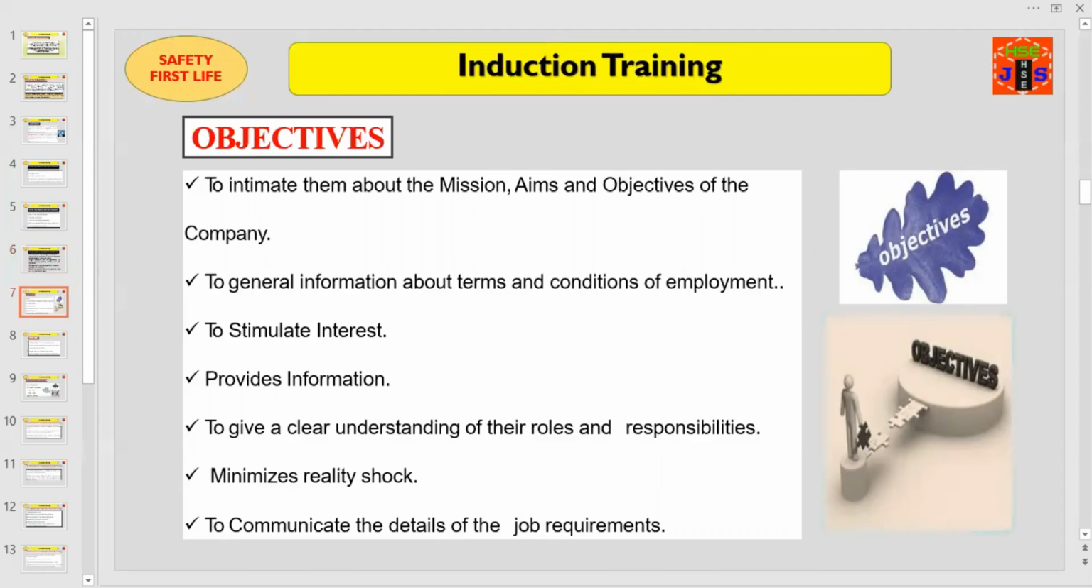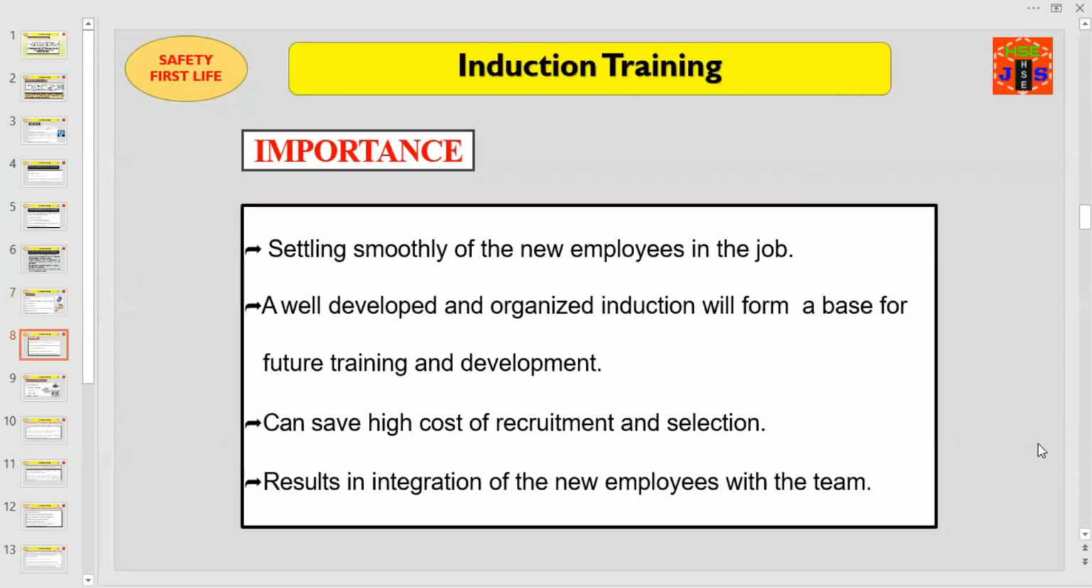After understanding the purpose, let us understand the objectives of induction training: to intimate employees about the mission, aims, and objectives of the company, to provide general information about terms and conditions of employment, to stimulate their own and company interests, to give a clear understanding of their roles and responsibilities, to minimize reality shock, and to communicate the details of the job requirements.